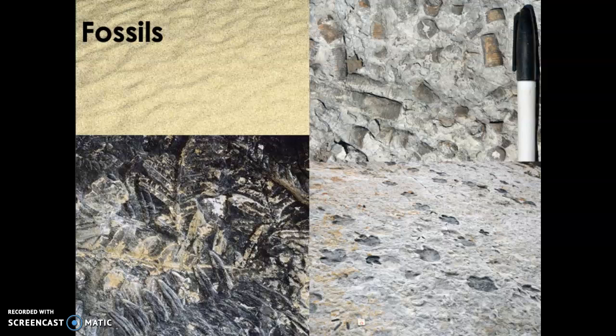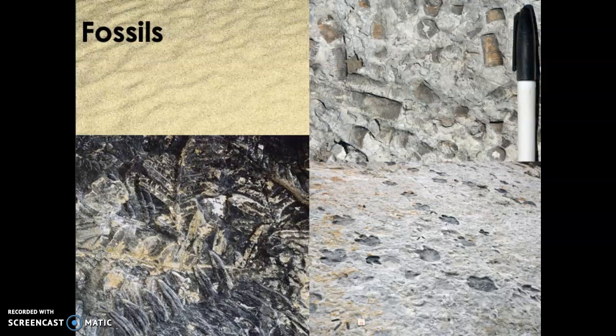So the hard parts are very commonly what we find: shells, bones, teeth. But also we can find things like trace fossils. The lower right-hand corner here shows some dinosaur footprints, and in fact, the footprints of several different types of dinosaurs. You'll notice there's different sizes and shapes and orientations of the toes. So those are what we call trace fossils. And then in the lower left, we have plant fossils. You can see some leaves, and that's soft material as well. So most commonly, we get hard parts. A little less commonly, we get trace fossils like footprints and things, or leaves.